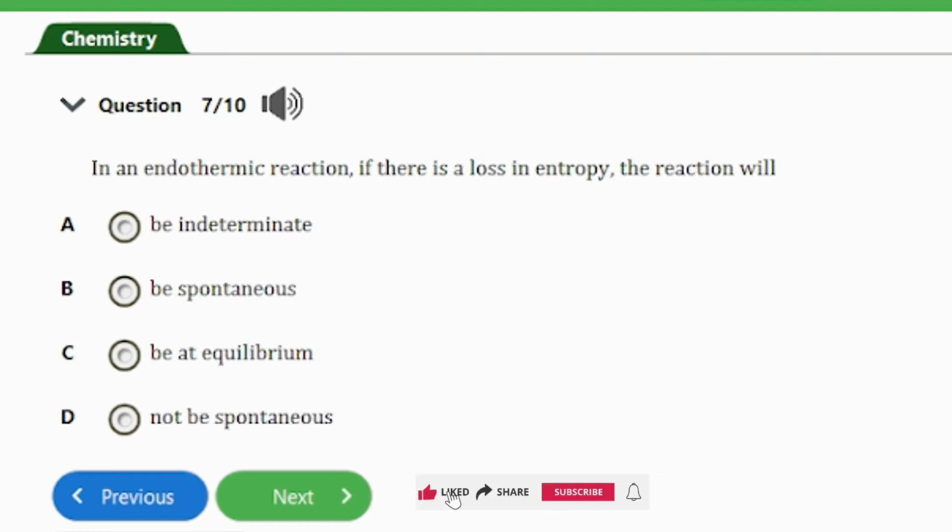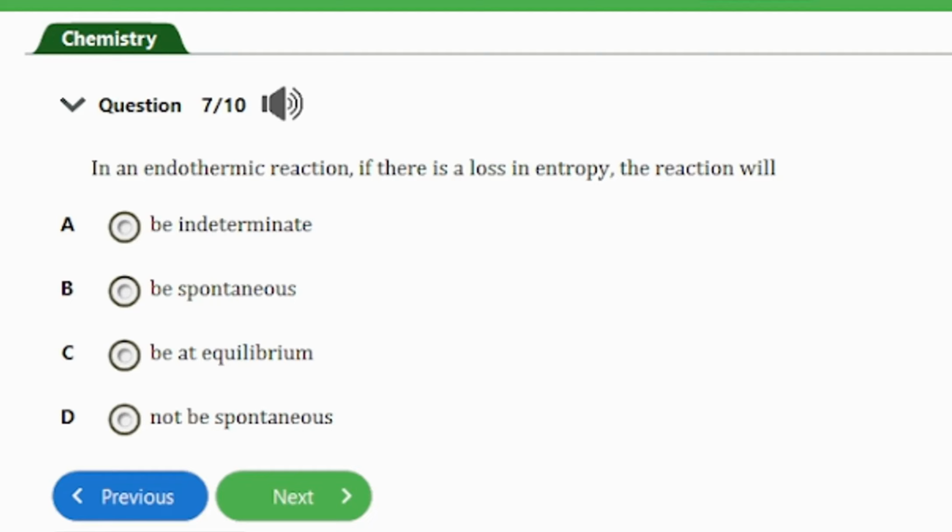So let's look at the next question, question number 7. It says, in an endothermic reaction, if there is a loss in entropy, the reaction will A, be indeterminate, B, be spontaneous, C, be at equilibrium, D, not be spontaneous.